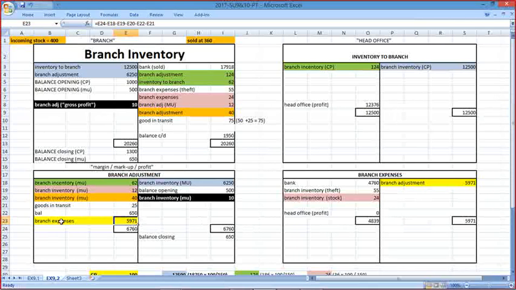Then the 5971 is branch expenses. That goes there. That's fine. That side's bigger, and then the net profit would have been the difference between those. Yeah, that formula is correct. Okay, now we've got it in line with their solution. Okay, Neil?